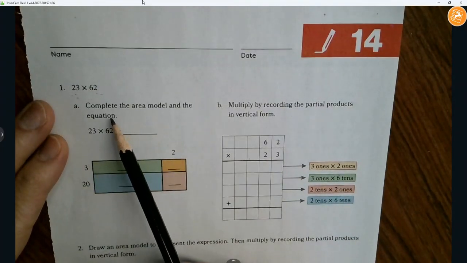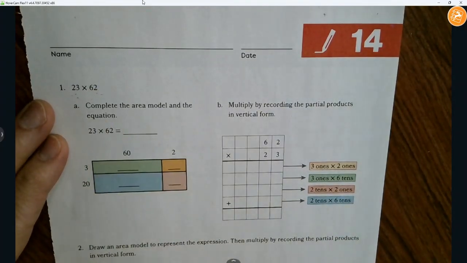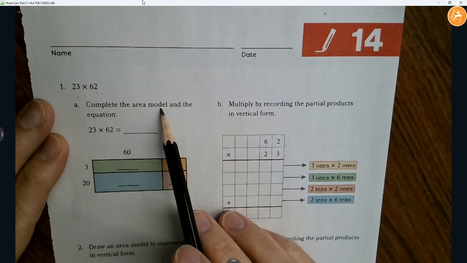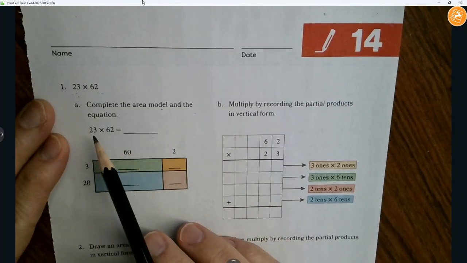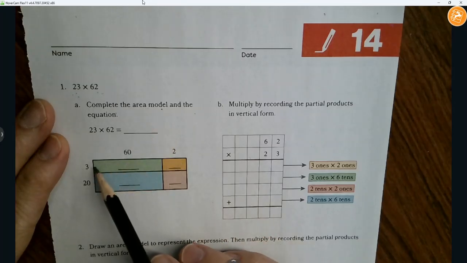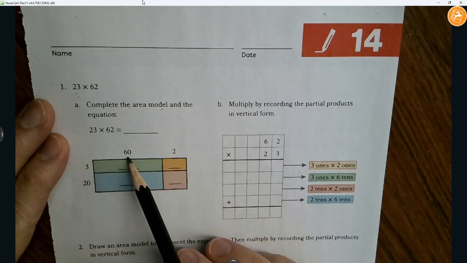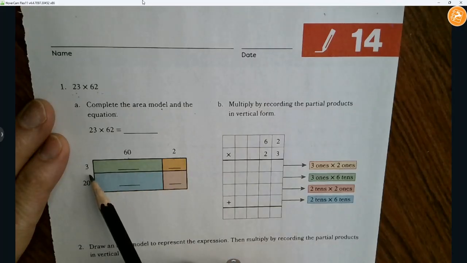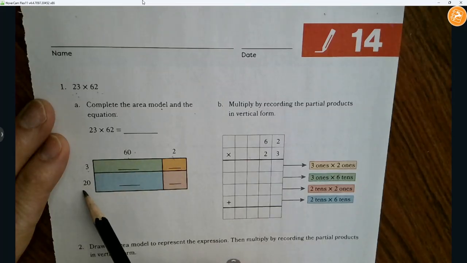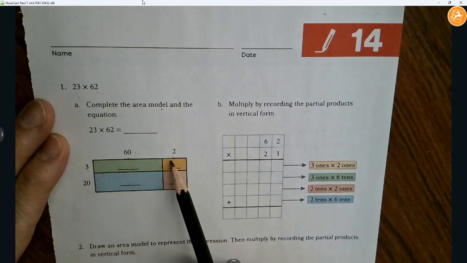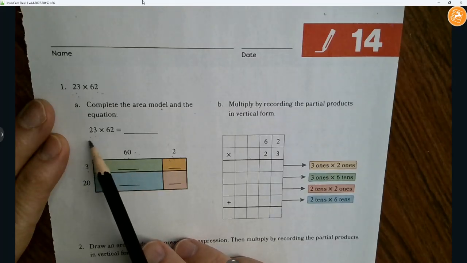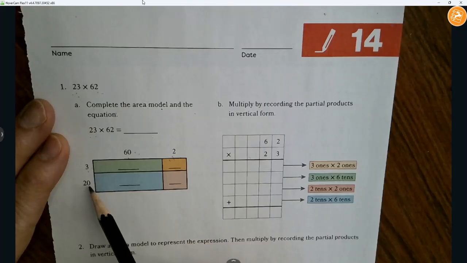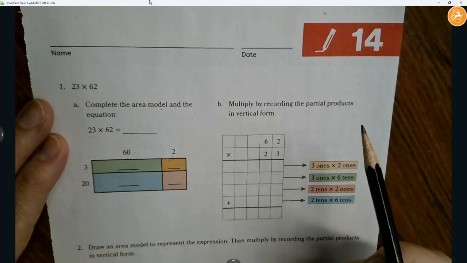If we look at A here, on page 95. Complete the area model and the equation. So we have 23 times 62. Here we've split 62 into 60 and 2. We've decomposed it, do our partial product. Now we go 3 times 60, 3 times 2, 20 times 60, 20 times 2, because we've also broken the 23 in half. We've gone 3 for the ones and 20 for the tens. You can put them in whatever order you want. That part doesn't really matter.